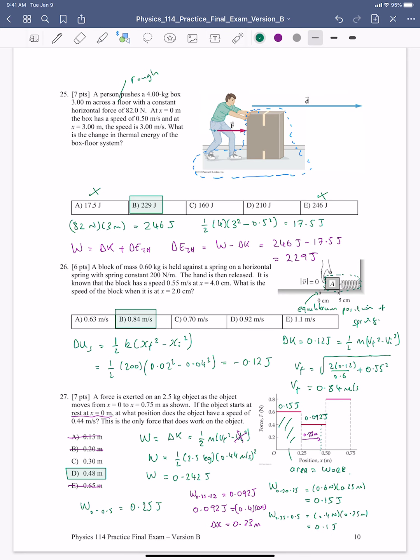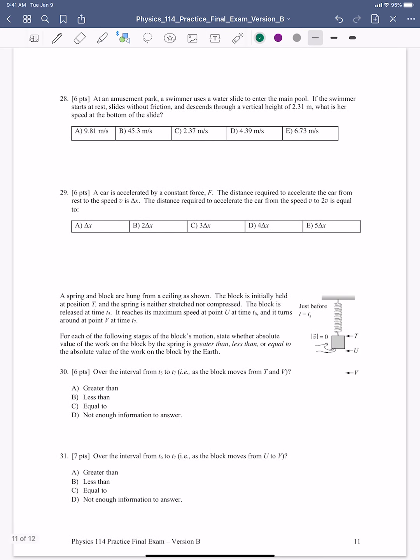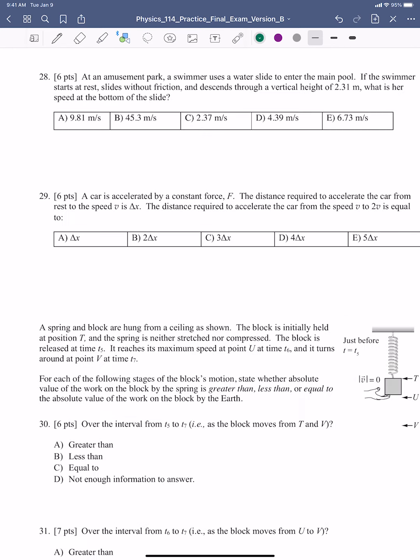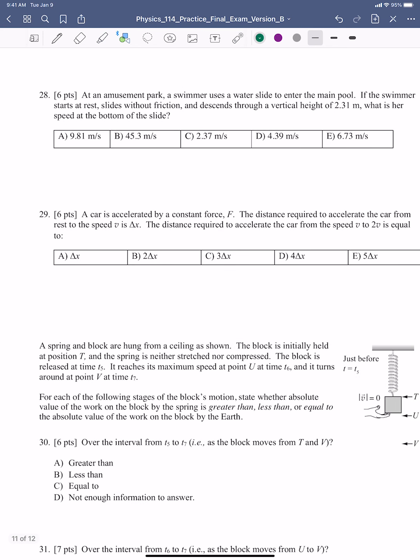Okay, let's go to 28. So in an amusement park, a swimmer uses a water slide to enter the main pool. If the swimmer starts at rest, slides without friction, and descends through a vertical height of 2.31 meters, what is her speed at the bottom of the slide? So this is sort of a gravitational potential energy or energy conservation question. It also works out similar to a free fall scenario.